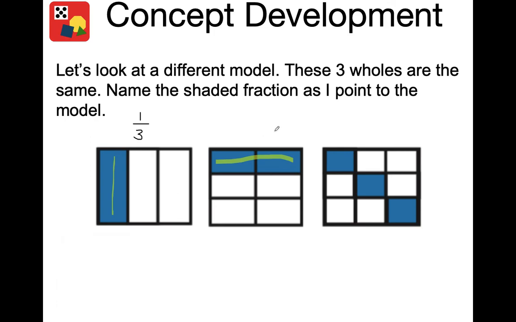And we know that this one was 1/3, but how many equal pieces do we have here? We have 1, 2, 3, 4, 5, 6. And 2 of them are colored in, so this is 2/6.